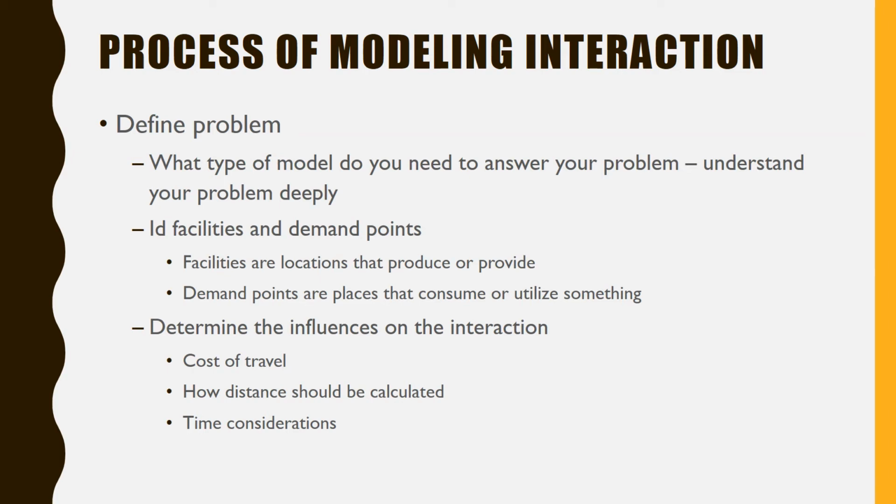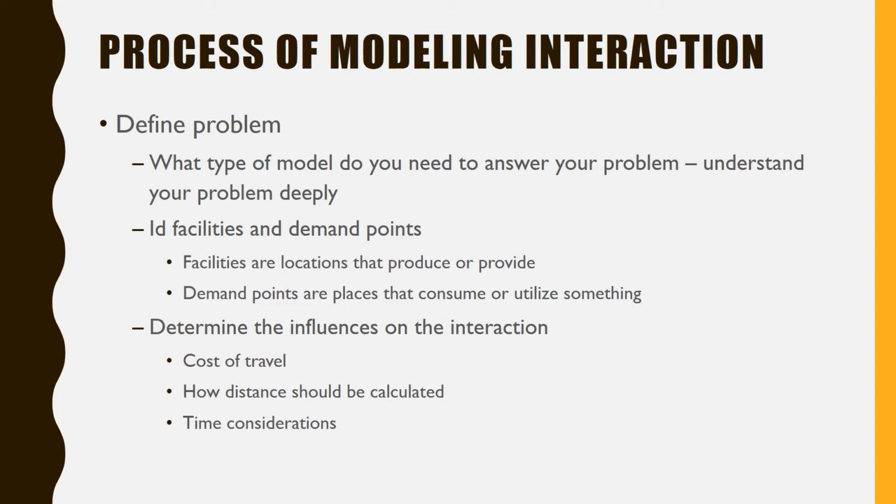You need to identify things like the facilities and demand points in a network like this. Facilities are locations that produce or provide. Demand points are places that consume or utilize things. So imagine we're talking about a traffic network. Locations that produce or provide would be places where traffic egresses onto the network. Demand points are places that consume or utilize something. In terms of travel time, this could be places like stoplights and such.